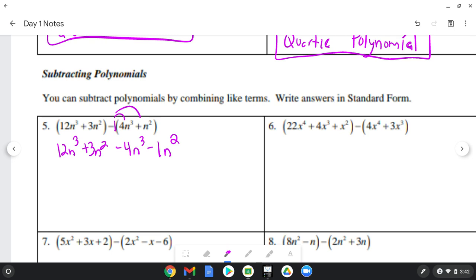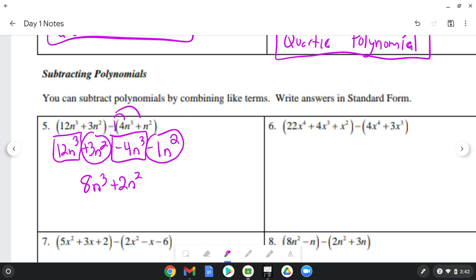Now we do the same thing where we combine like terms. So I have this 12 and this minus 4, and I get 8. Then I have this plus 3 and minus 1, and I get plus 2. So then from there, if it asks me to name that, anything to the 3rd power we call cubic. And there's 2 terms, so that's a binomial.